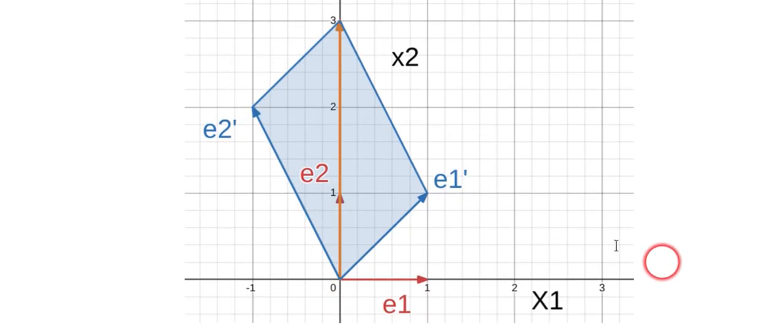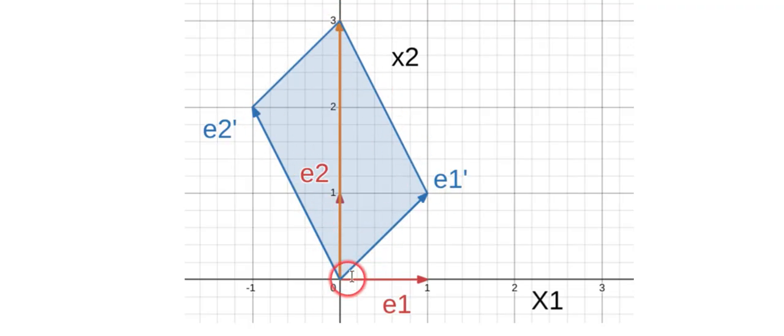Now, we want to form a parallelogram between those two basis vectors. So the easiest way to do that for me is to add them together. So this orange vector you see here is E1 prime plus E2 prime. Then you go from the tip of E2 prime to the tip of the addition, the tip of E1 prime to the tip of the addition, and that forms your parallelogram.